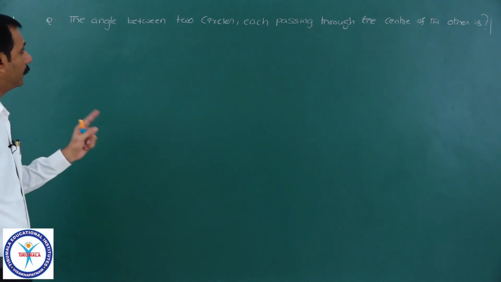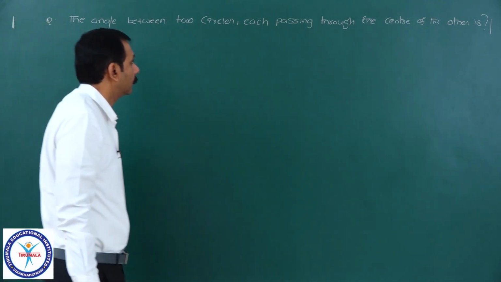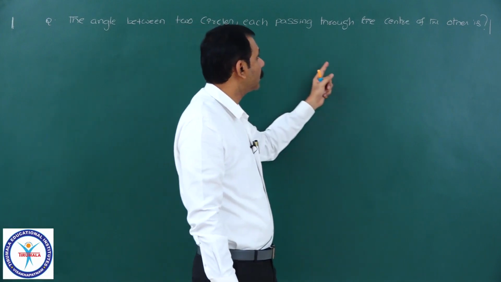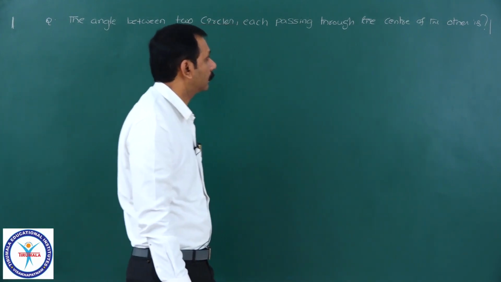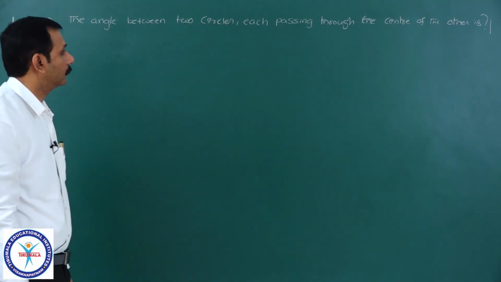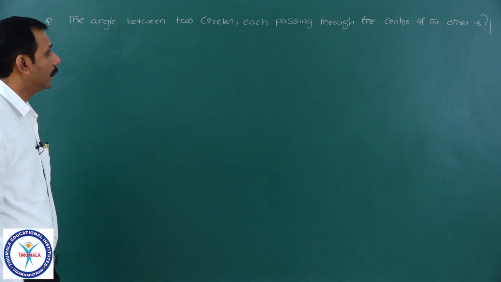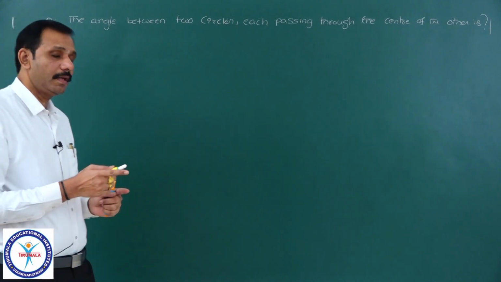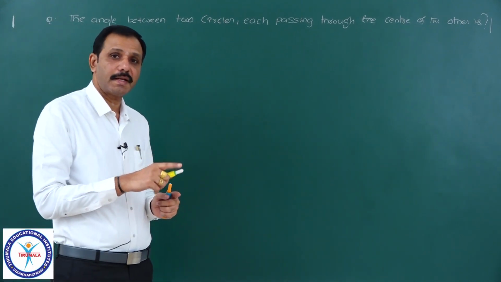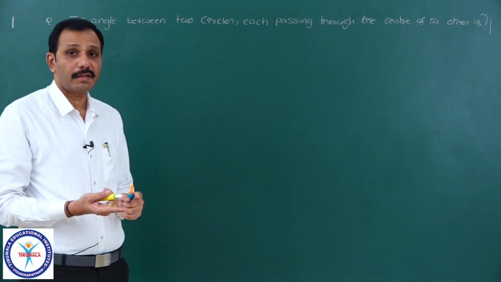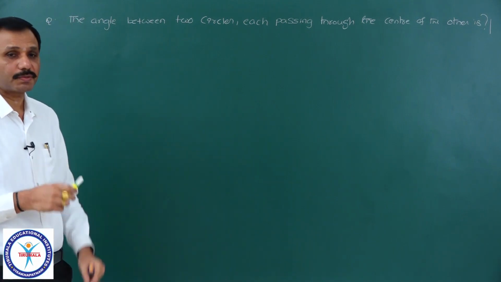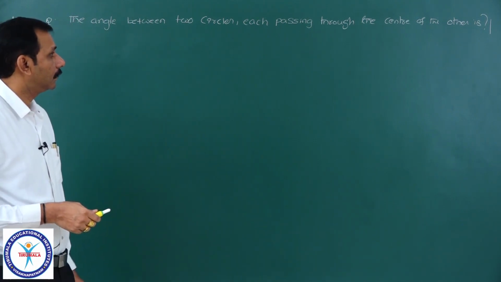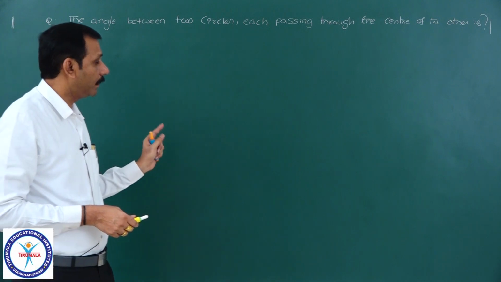Find the angle between two circles, each passing through the center of the other. That's all that is given. What is the meaning here? Two circles are there. Each circle is passing through the center of the other circle. Then what will be the angle between those two circles? It is a very good question.